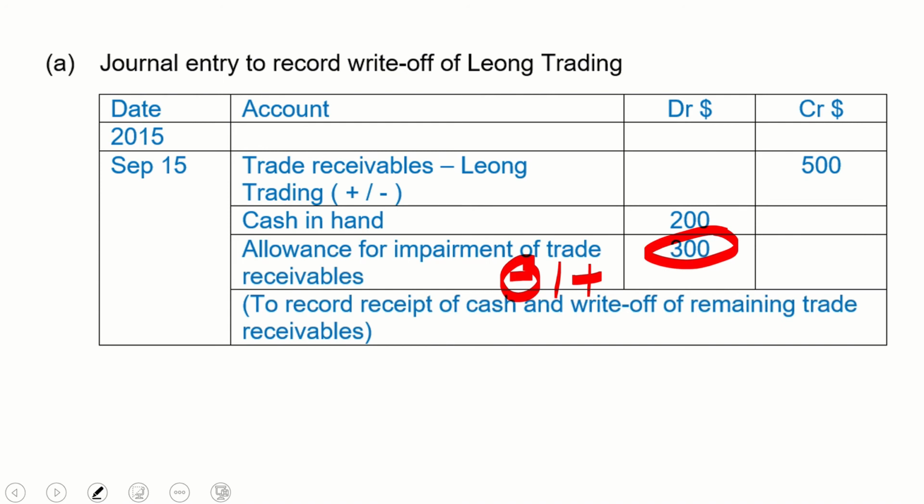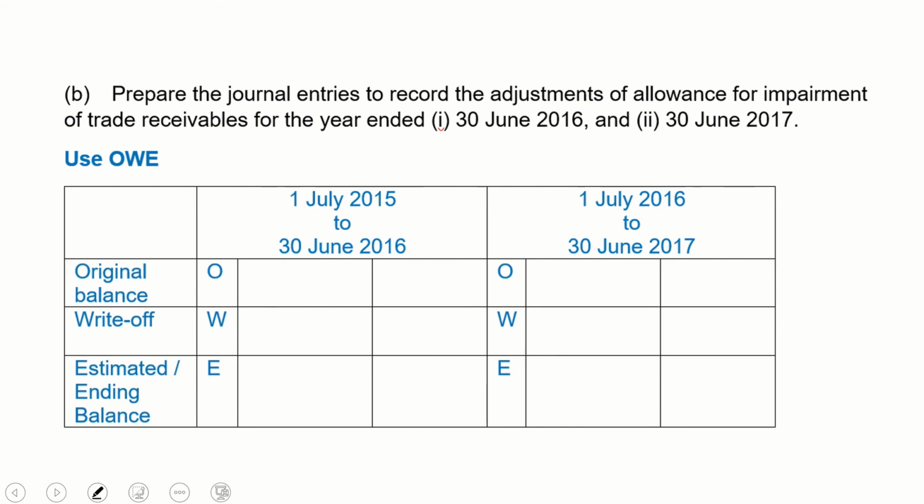Next thing that they want you to do, they want you to prepare the journal entries to record the adjustments of allowance for 2 years, 2016 and 2017. Now, if you are going to adjust the allowance, you should use the OWE: original, write-off, and estimated. So this is just a way to help you to remember.